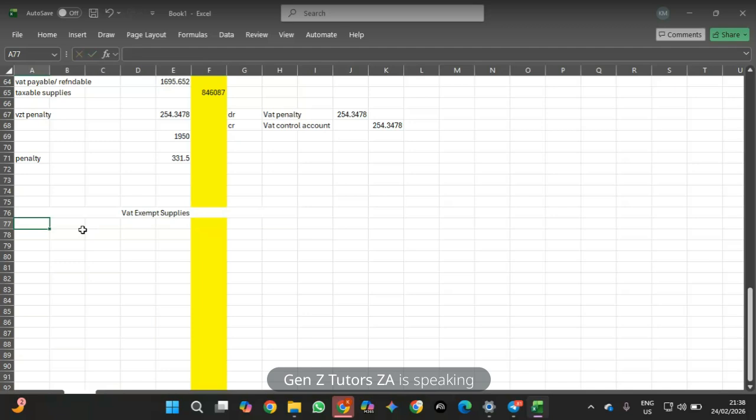But if your supplies are taxable supplies, you can charge the VAT output and pay the VAT output. It's fine. But you can only claim your VAT input on the items that are taxable supplies.